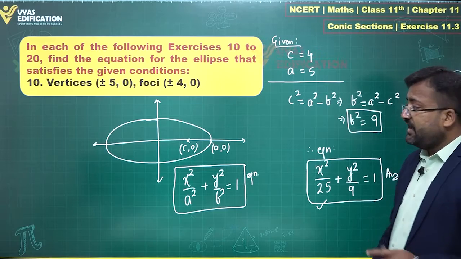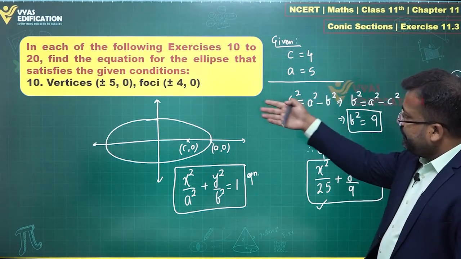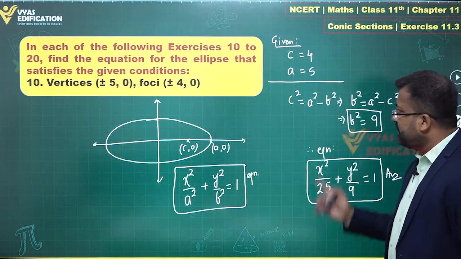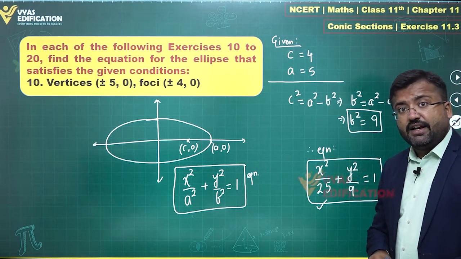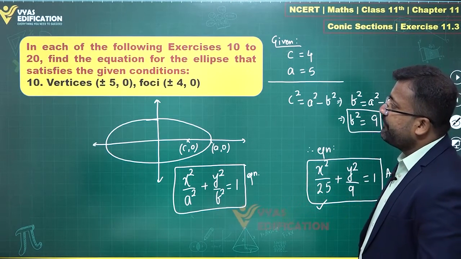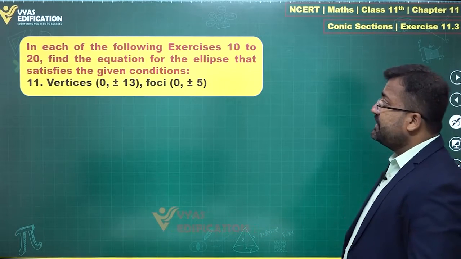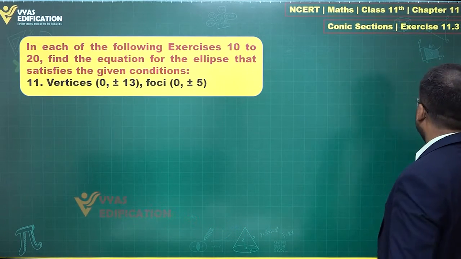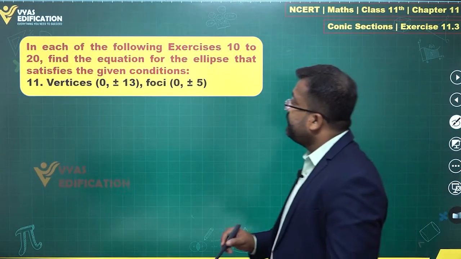The important thing, once again, is finding the values of a and b with the help of whatever is given. C was given, so with the help of c we found the values of a and b, right? That's what we have. In the 11th question, it says vertices at this point and foci at this point, right?